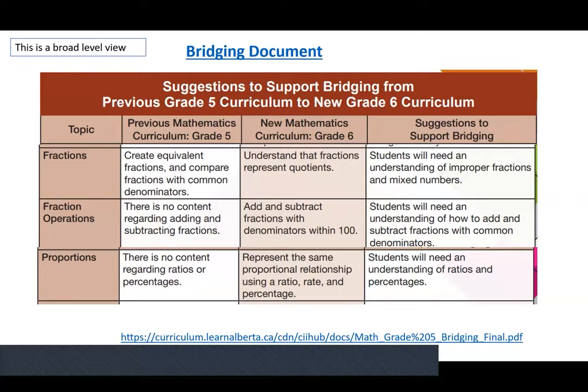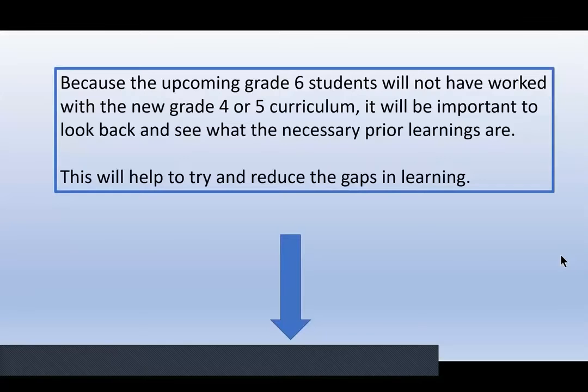Anything with addition is now grade 5, and then we're looking at denominators, and then we're looking at addition and subtraction in grade 5, but addition, subtraction, and multiplication in grade 6. And I might also say division when we look at one particular outcome. So that's the bridging document you can have there. What I've got for you, though, is you can have a look at it and see if it makes sense to you. Because the upcoming grade 6 students will not have worked with the grade 4 or 5, it will be important to look back and see what the necessary prior learnings are.